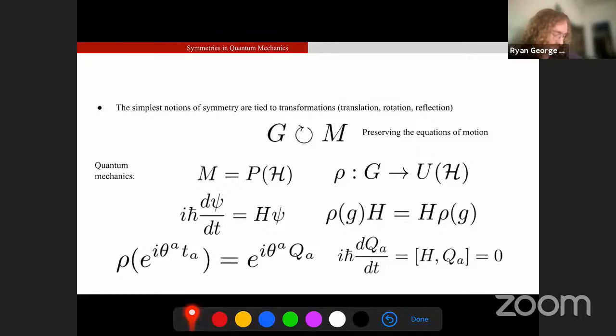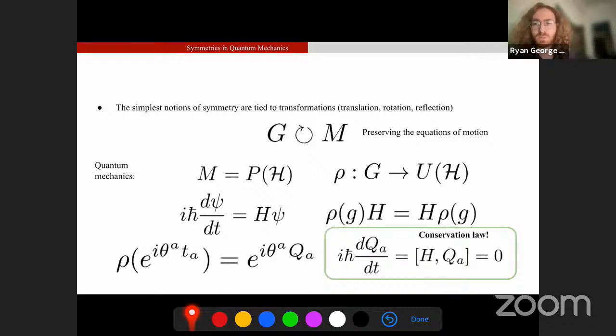And the statement that H commutes with rho of g now is that H commutes with the Qs, these, you know, like charges. And if you look at this Schrodinger equation, or you work in this Heisenberg picture, you see this commutator is the same thing as the time derivative of Q. So once again, the fact that Q generates a symmetry is equivalent to the statement that Q is conserved in the sense that dQ/dt is zero. So this is Noether's theorem, but this time you don't have to assume a Hamiltonian action. It's really built into the laws of quantum mechanics.